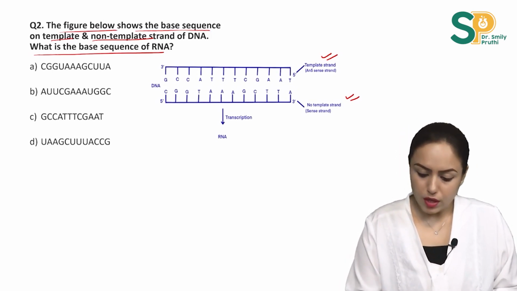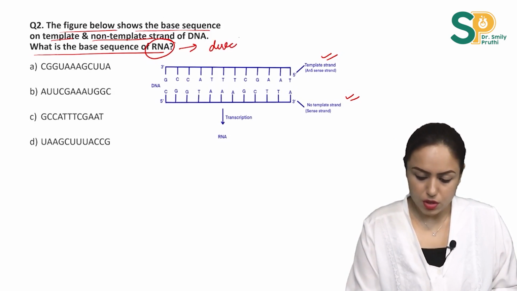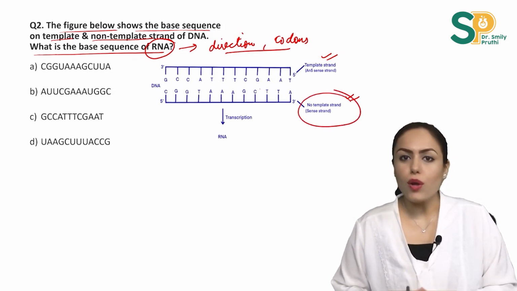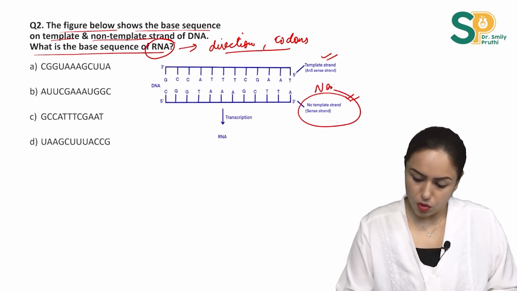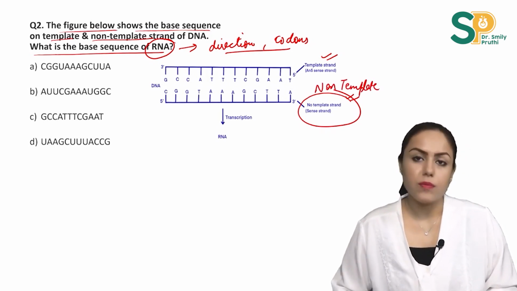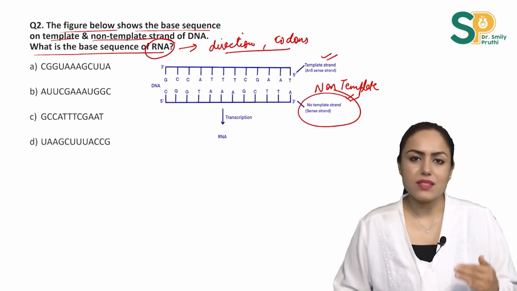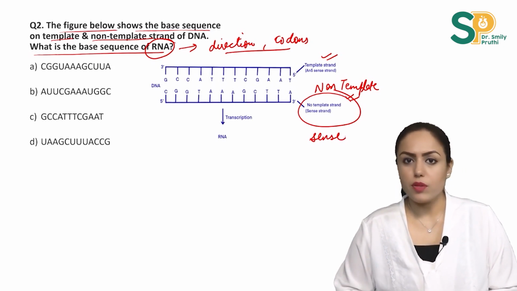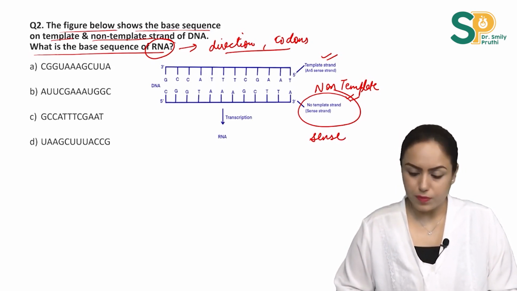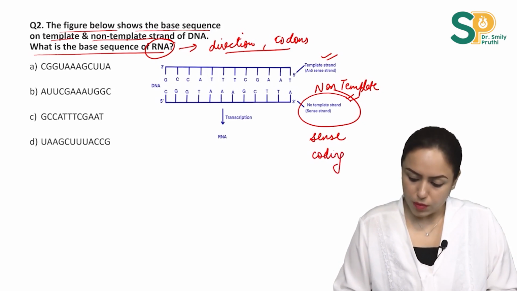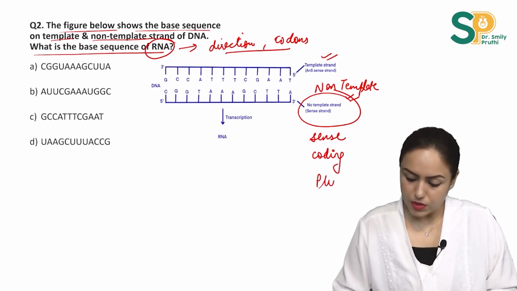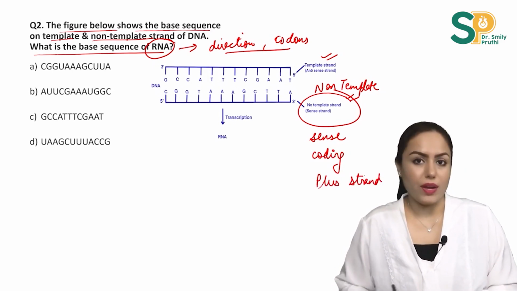So we know that the direction as well as codons of the new RNA are matching with this non-template strand. Because the non-template strand is the same in direction with the new RNA, it is also called the sense strand, meaning they have the same sense of direction. And codons are also the same, so it is also called the coding strand. And one more name is given, it is called the plus strand, right?